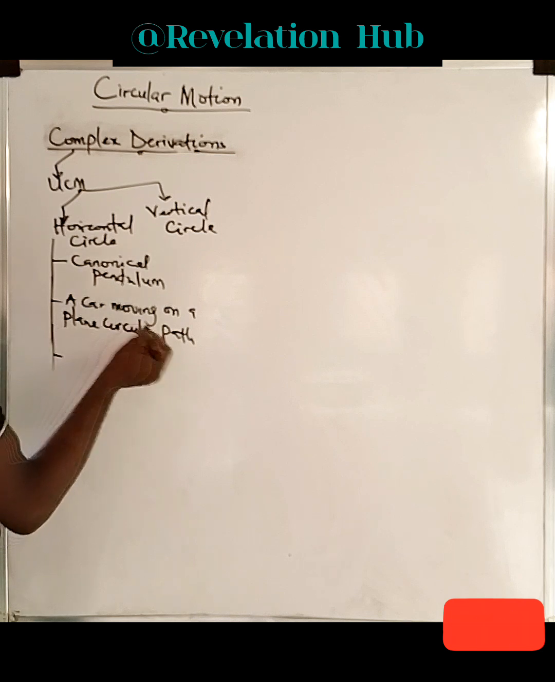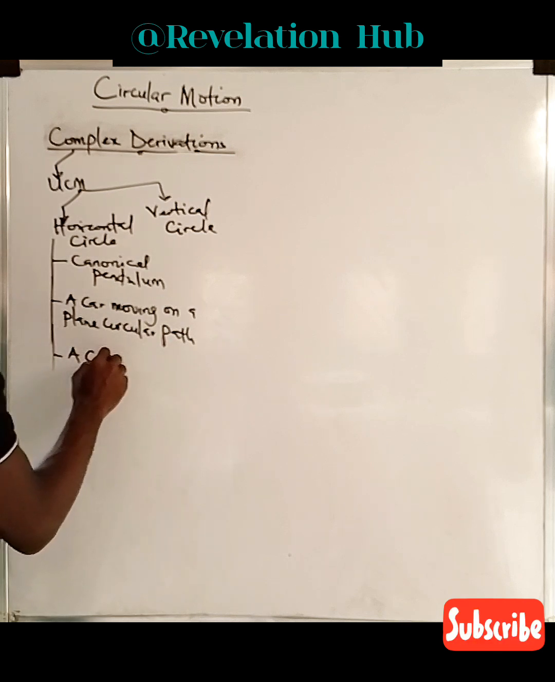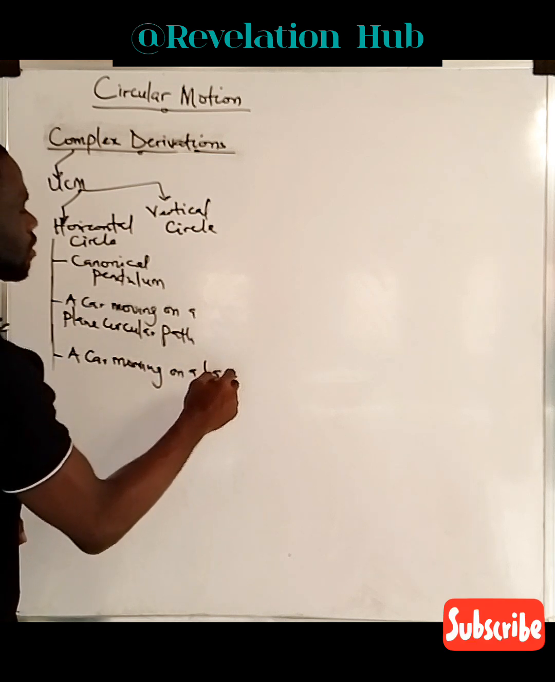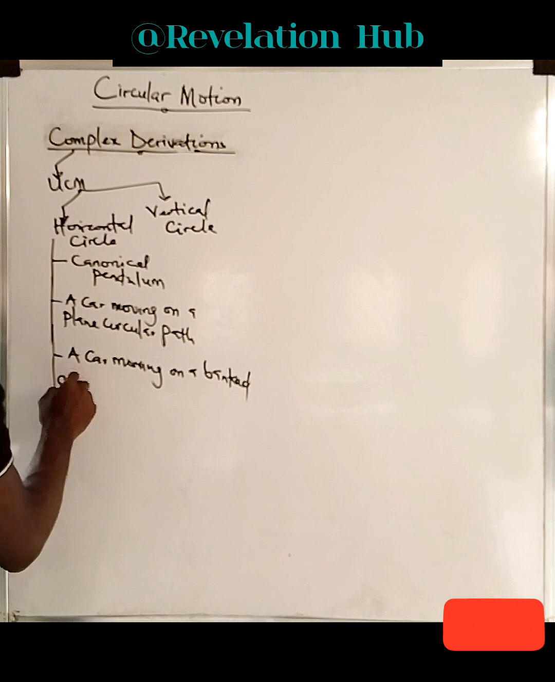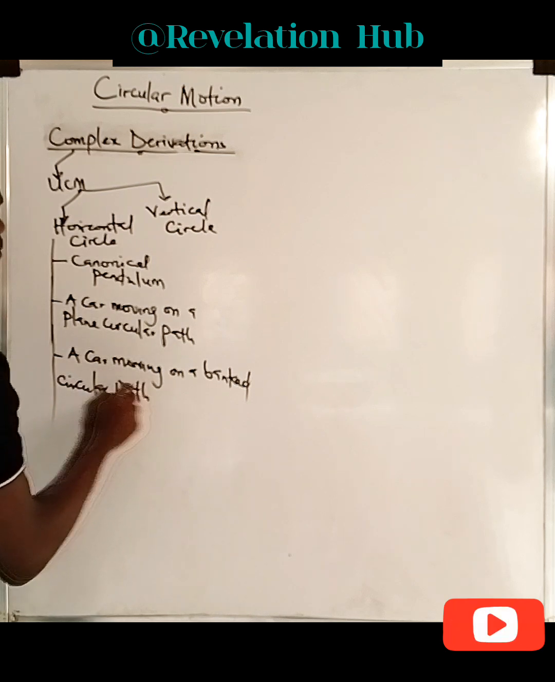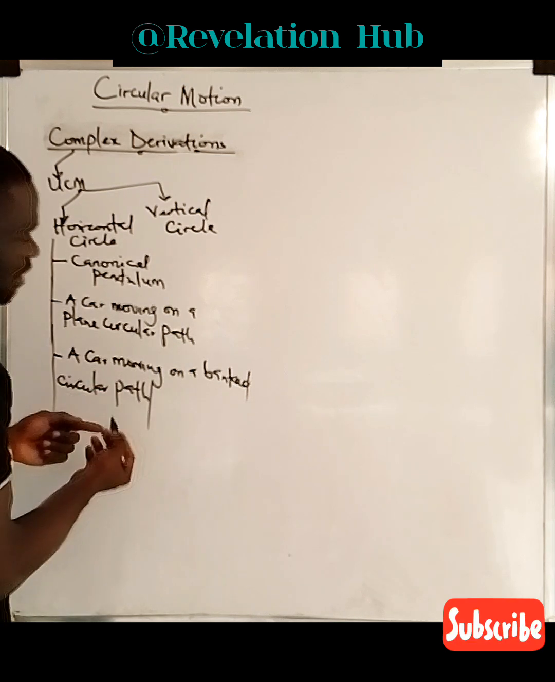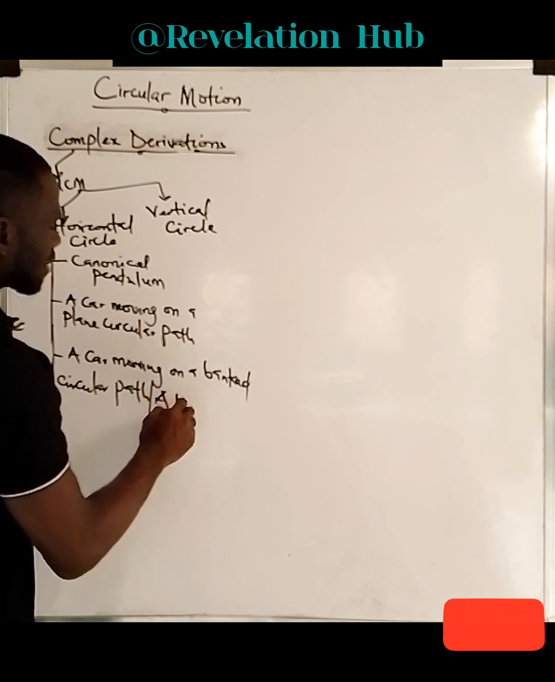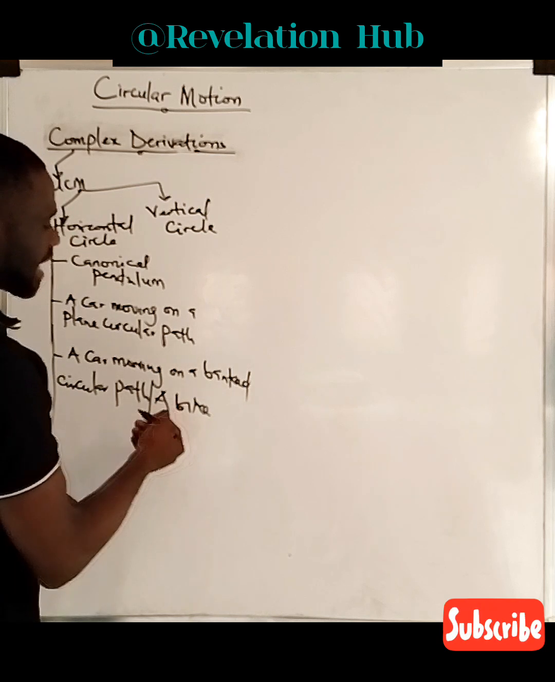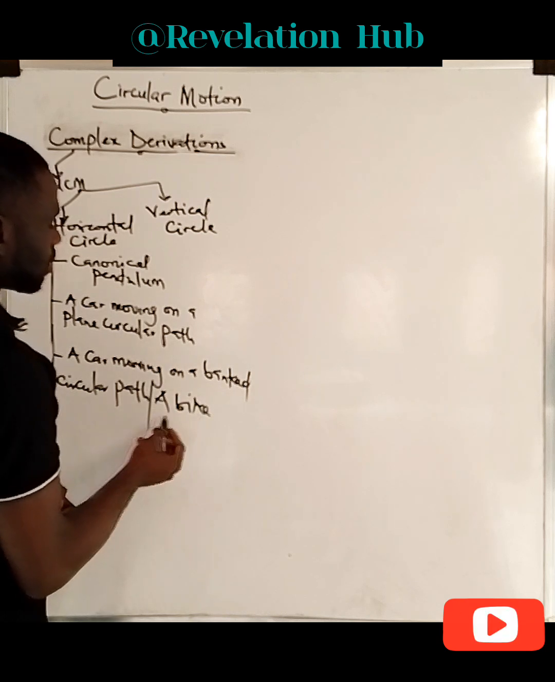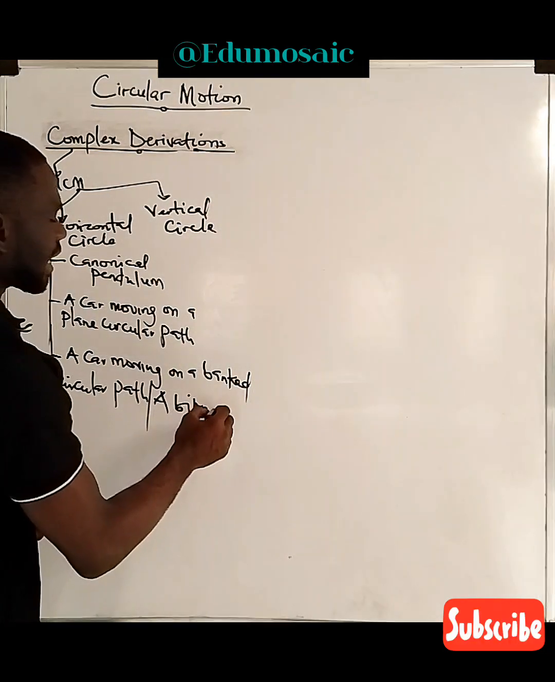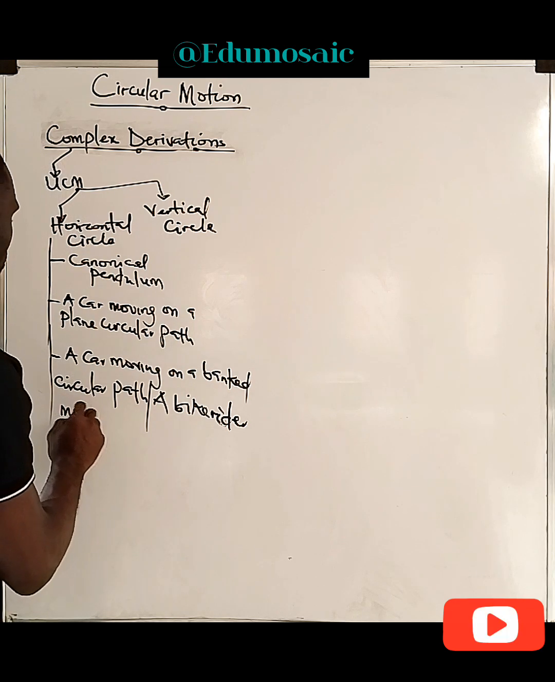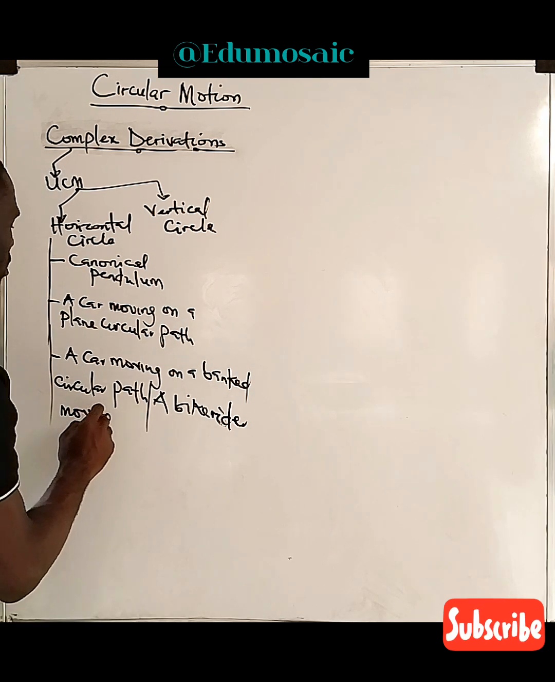And after that, we're going to be discussing a car moving on a banked circular path. Now, there's another scenario that looks like this, which is a bike rider. When you talk about a bike, you're talking about a bicycle or a motorcycle rider. A bike rider moving in a circular path.